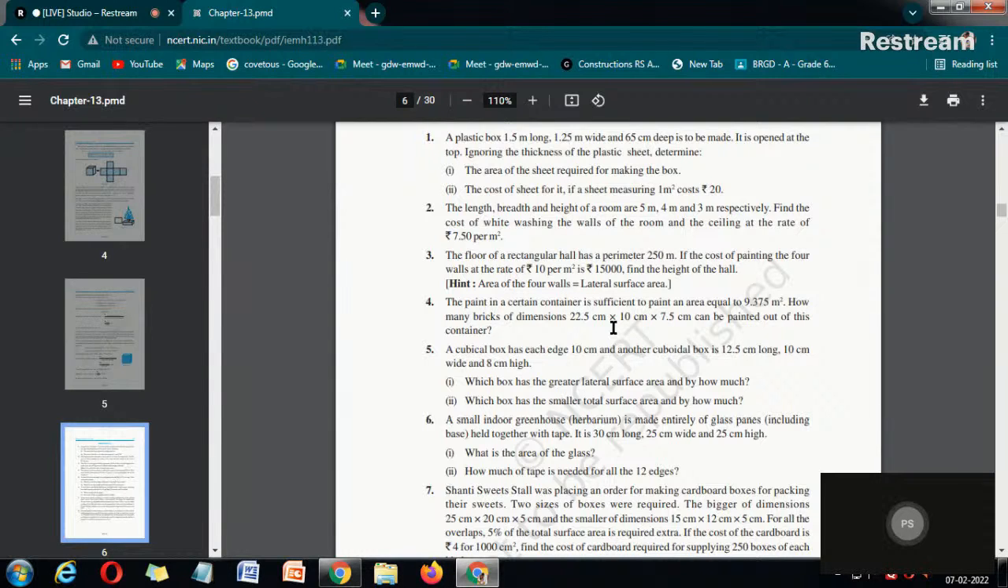What is the second one saying? Which box has a smaller total surface area? So the total surface area of a cube is 6a square.